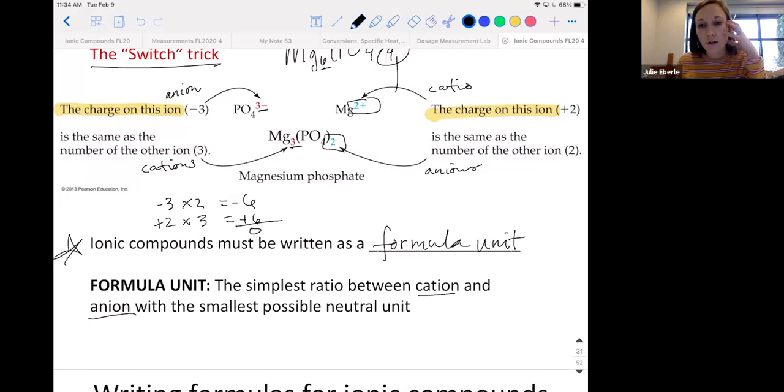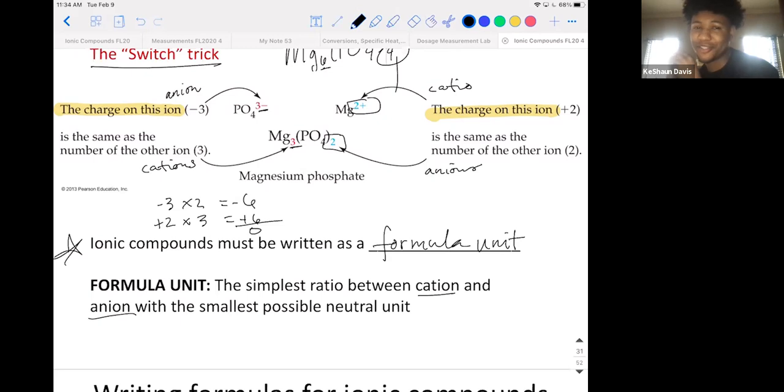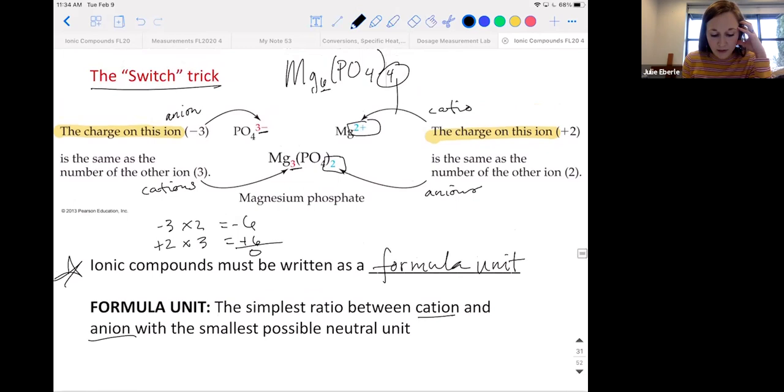Okay, can you explain how the switch thing works again? Because I didn't get it. Okay, so it's these highlighted portions. I'm going to read this. The charge on this anion is the negative one. This ion is the anion. So the charge on the anion tells you the number of cations you need. You're always going to write the cation first, and when you write a compound, cation first, anion second. So the charge on phosphate is -3. You just take that number 3, drop the negative. That's how many cations you need, and you write that as a subscript in your formula.